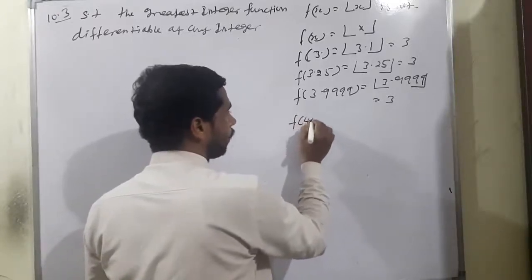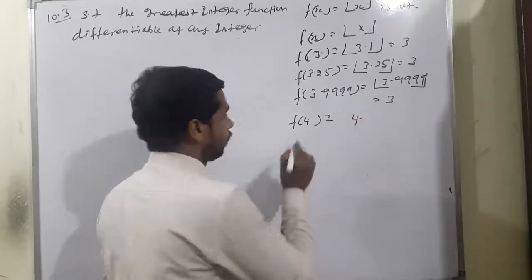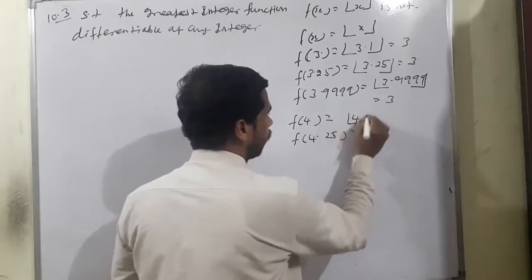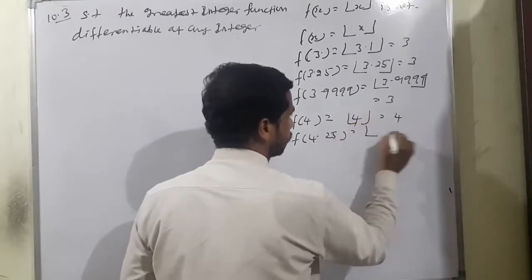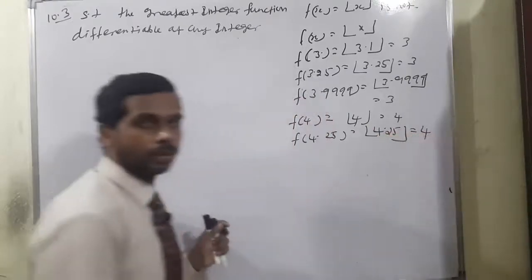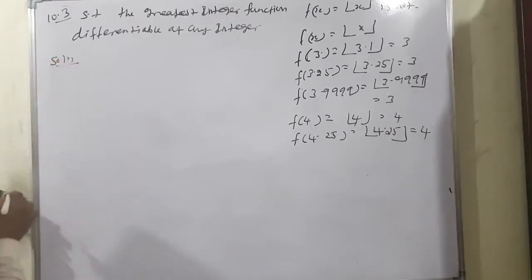But if you start with f(4), definitely the value will be 4. Then 4.25, applying the greatest integer function, the value will be 4 only. So I am moving to the question solution.